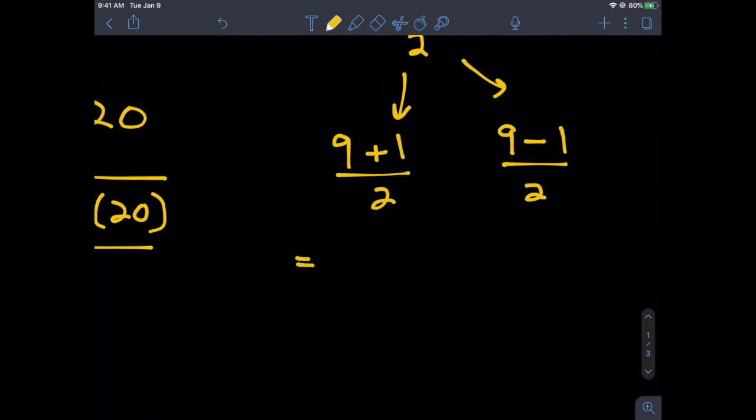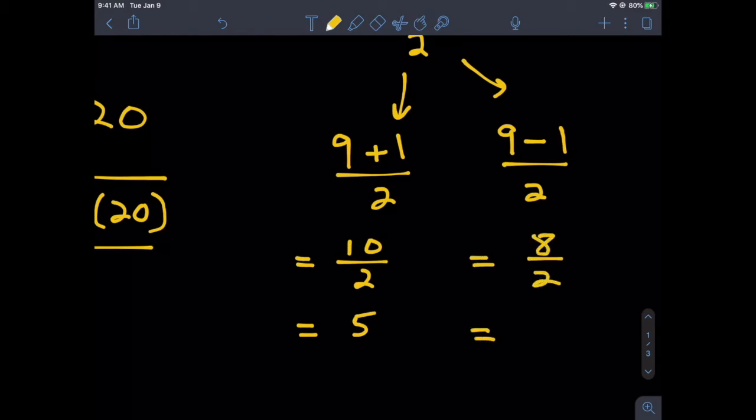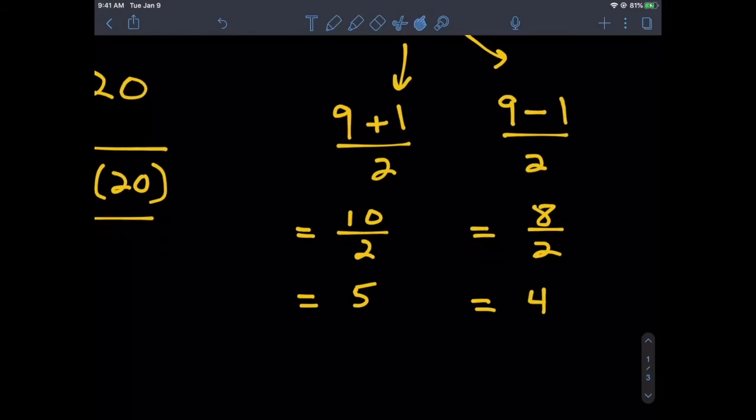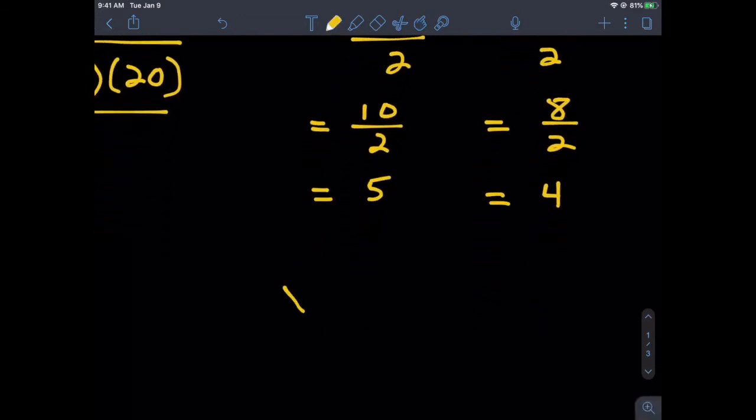9 and 1 together is going to give us 10 over 2. And when you do 10 divided by 2, that's going to give you 5. Then we're going to do our other side here. 9 minus 1 is 8. 8 over 2 is 4. Ladies and gentlemen, we have two solutions here. x equals 5 and x equals 4.